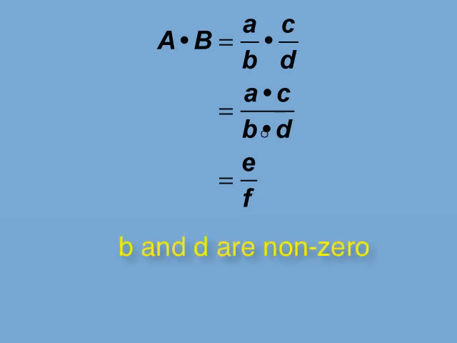Furthermore, since b and d are non-zero, that means that f is non-zero. So a times b is the ratio of integers e and f, where f is not 0. This is the very definition of a rational number. So we conclude that the product of two rational numbers, a and b, is another rational number.